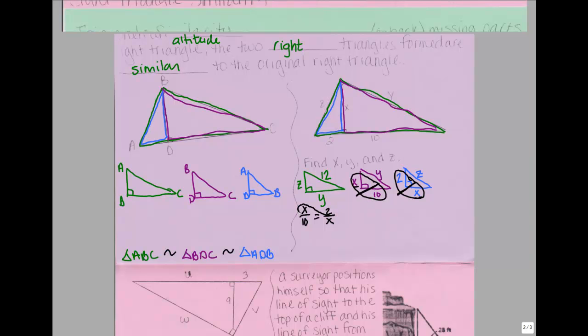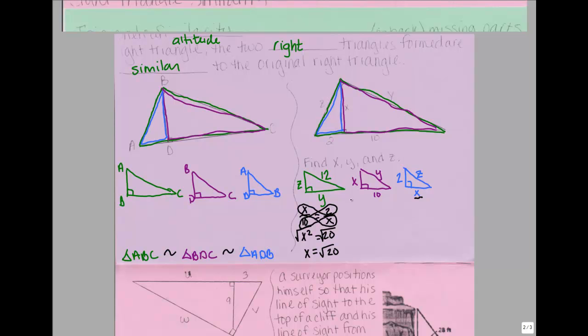So let's cross multiply, and x times x is x squared. That is equal to 10 times 2, which is 20. You take the square root of both sides, and x is the square root of 20. And I am just fine with you leaving it like that. You do not have to put it in your calculator and figure out the fraction. I'm okay with you leaving it as a square root.